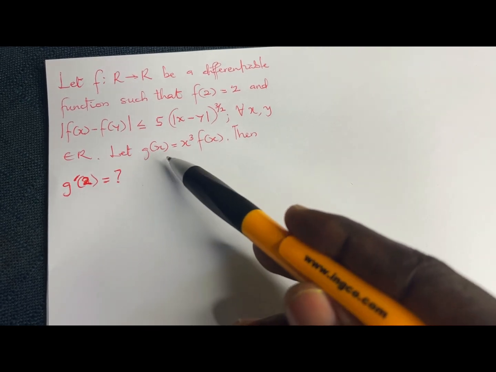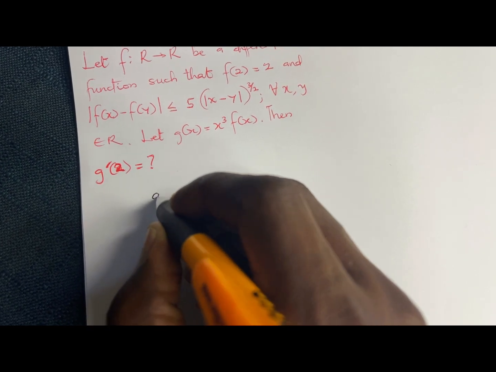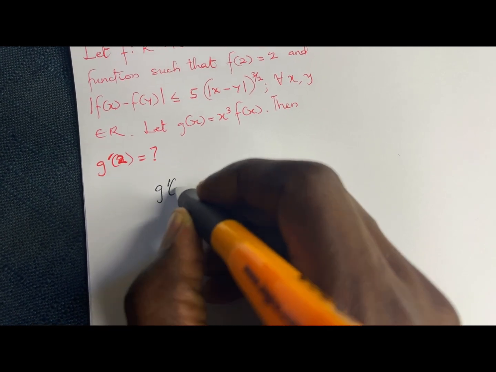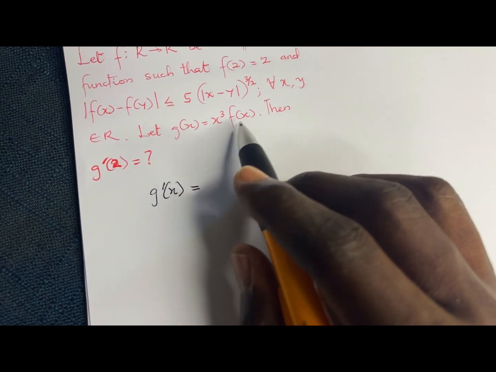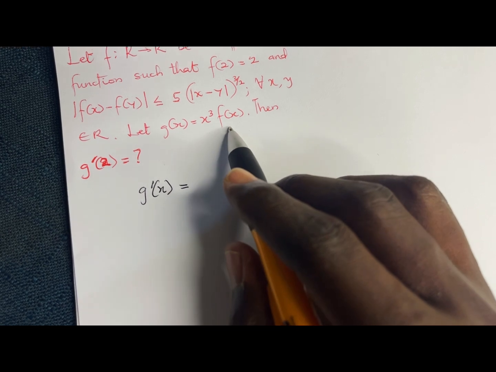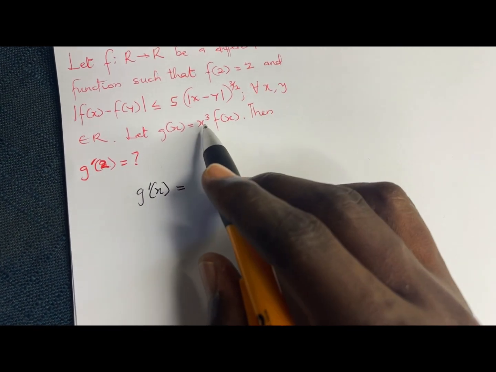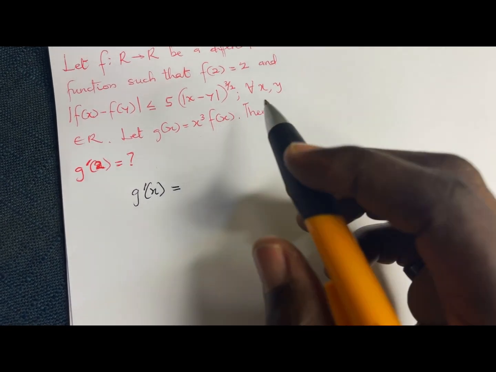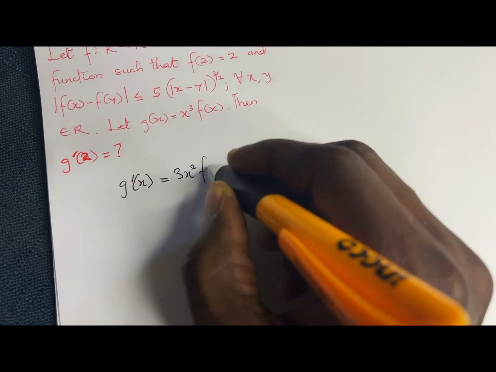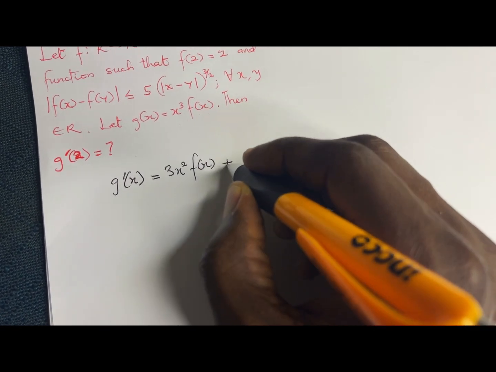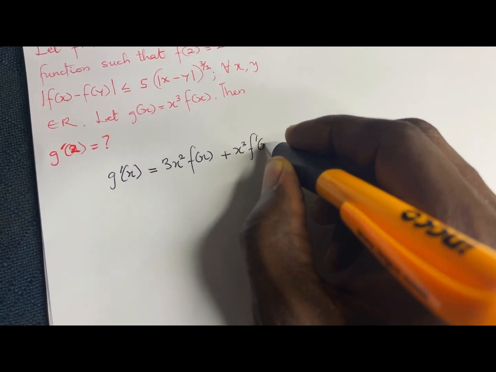So first we differentiate this. g prime of x equals, since this is a product, we need to apply the product rule. You differentiate this and keep the other constant, so you have 3x squared f of x plus x cubed f prime of x.